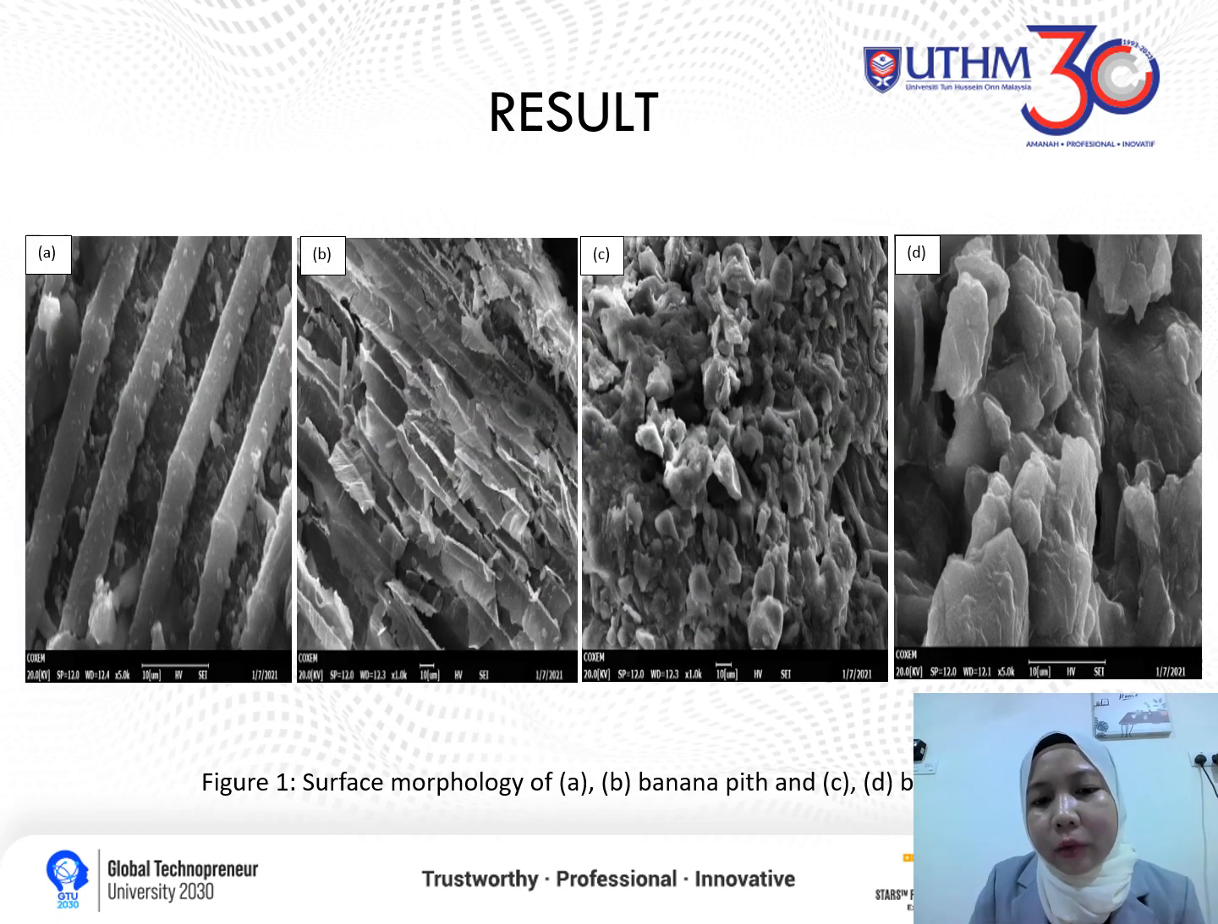Now we have come to the results. Figure 1 shows the surface morphology of A and B, the banana pith, and C and D, the banana peels powder. Based on this figure, we can see that the banana pith has a multicellular fiber and fibril, as well as a scaly cellular surface structure. Each fiber also displays a bundle structure and lumen in the cross section of the raw fiber, in which each lumen consists of several fibrils.